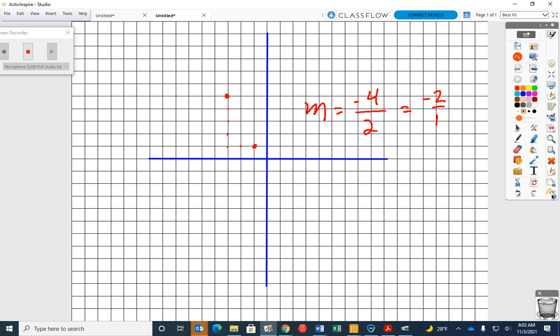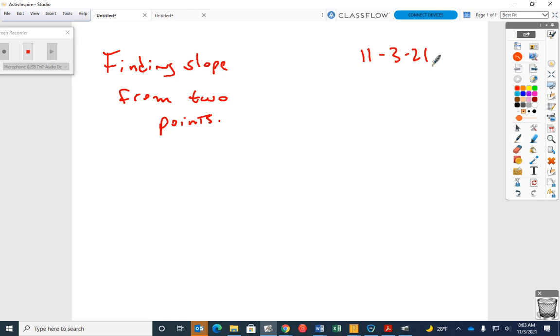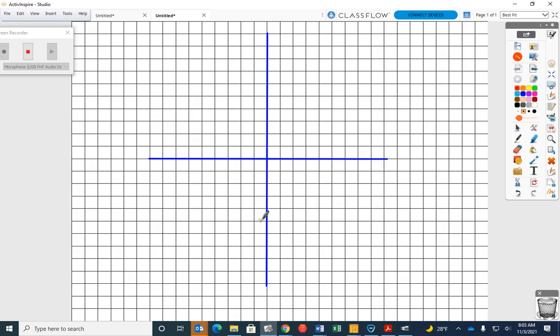That's pretty simple. But what if I am finding slope from 2 points? What I mean by this is, let's say I have a point on a graph and I have another point on a graph, but I don't want to use a graph. Julia, give me a point on a graph, any point, doesn't matter what. Negative 5, 3, good. Christy, give me a point on a graph in quadrant 1. 3, 6. Okay, good.